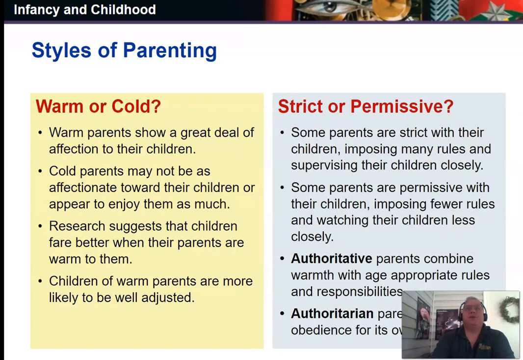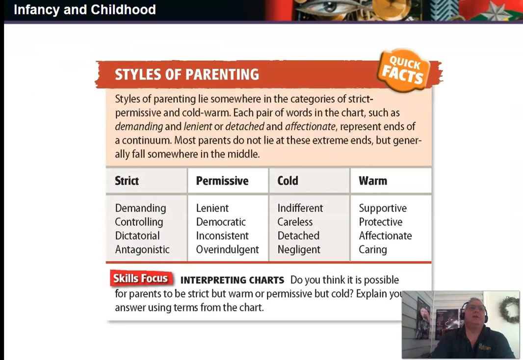Some parents are strict with their children, imposing many rules and supervising their children closely. Some parents are permissive with their children, imposing fewer rules and watching their children less closely. Authoritative parents combine warmth and age-appropriate rules and responsibilities. Authoritarian parents believe in obedience for its own sake. So these are the styles of parenting.